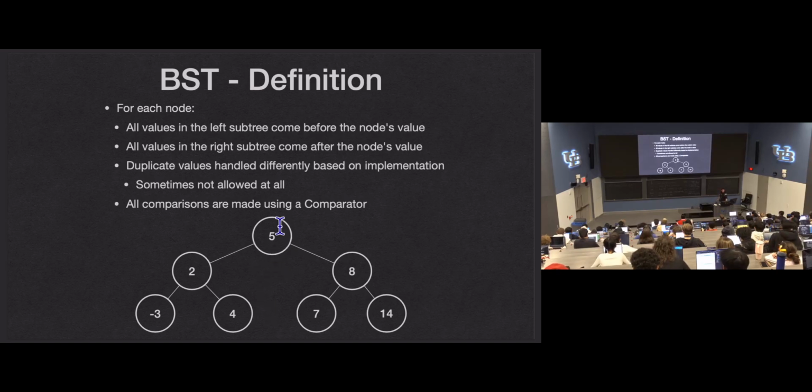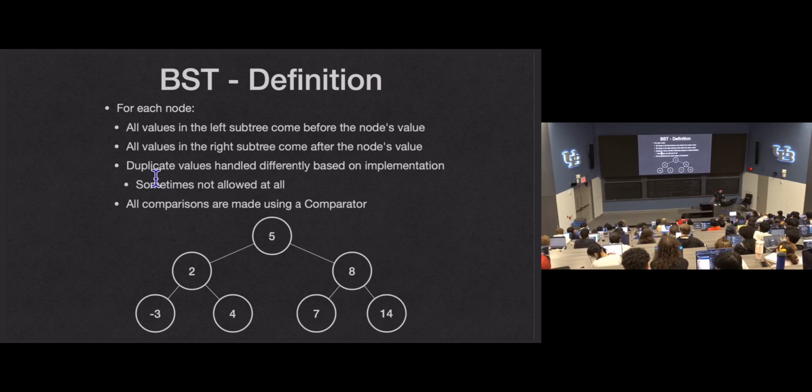Okay, so for the root node, everything to the left is going to come before 5 in this case, which we can verify is true. Everything to the right comes after, and that property has to hold for every single node. So for this node, the same thing is true. 2, everything to the left has to be less than 2. Everything to the right is greater than 2. 8, everything to the left is less than 8. Everything to the right is greater than 8. If these two properties hold for every single node in the tree, we have ourselves a binary search tree. So these are the properties of a binary search tree.